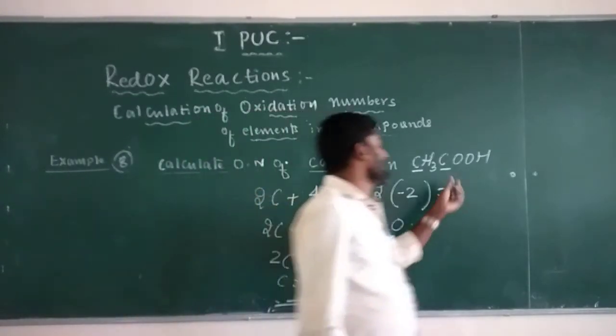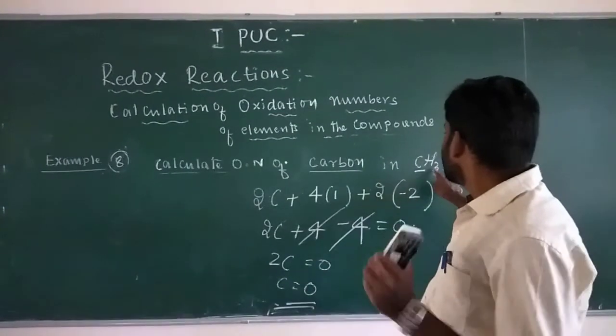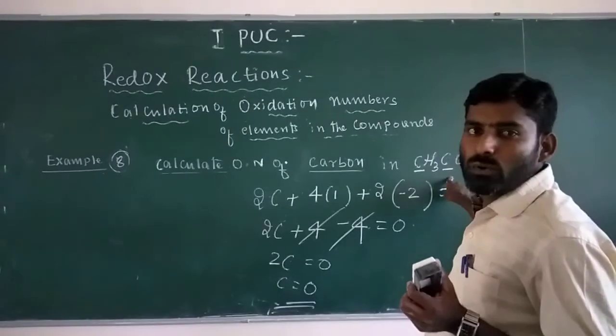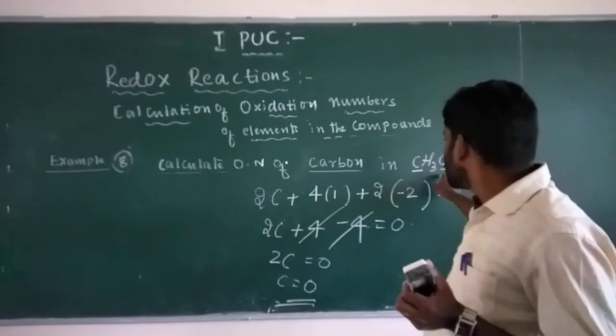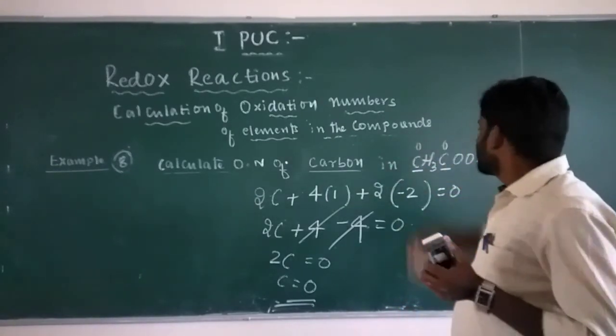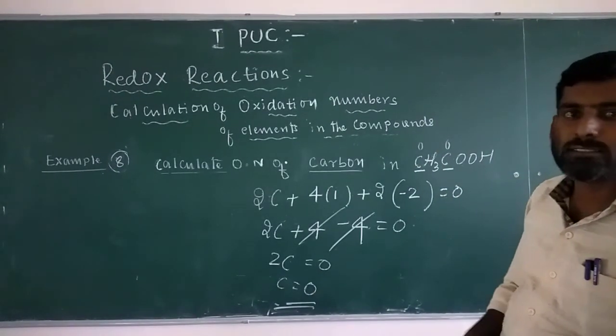So in CH3COOH, ethanoic acid, CH3COOH means acetic acid or ethanoic acid. In ethanoic acid, on both carbon atoms, the oxidation number is 0.